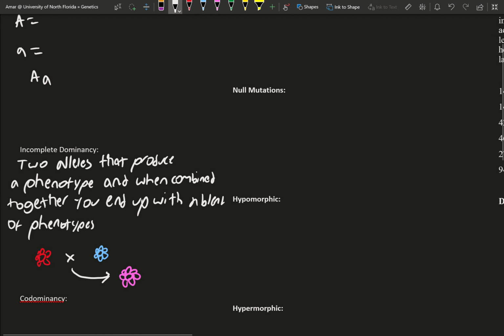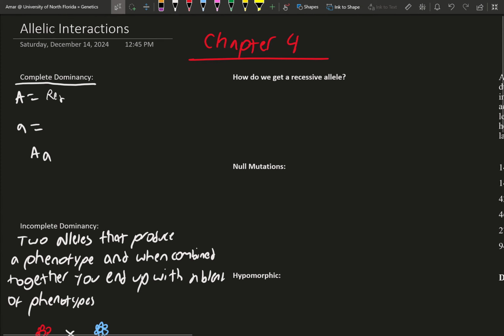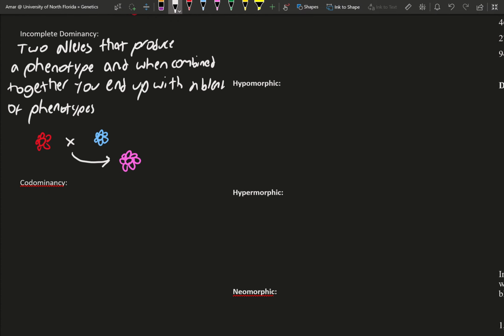And then we can use that same analogy over here. We can say the big A for complete dominancy is red phenotype, and then the little a is white phenotype. So what's going to happen here is that we have a white flower, we have a red flower, and when you cross these together, you end up with a red one.